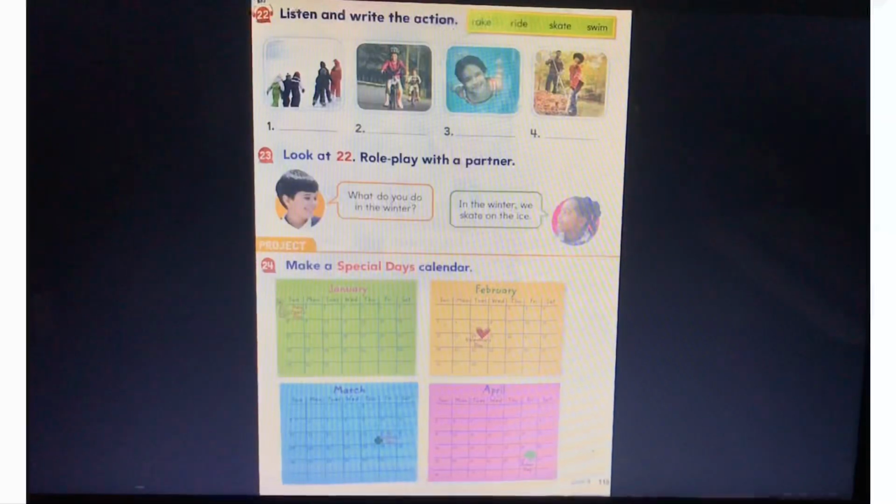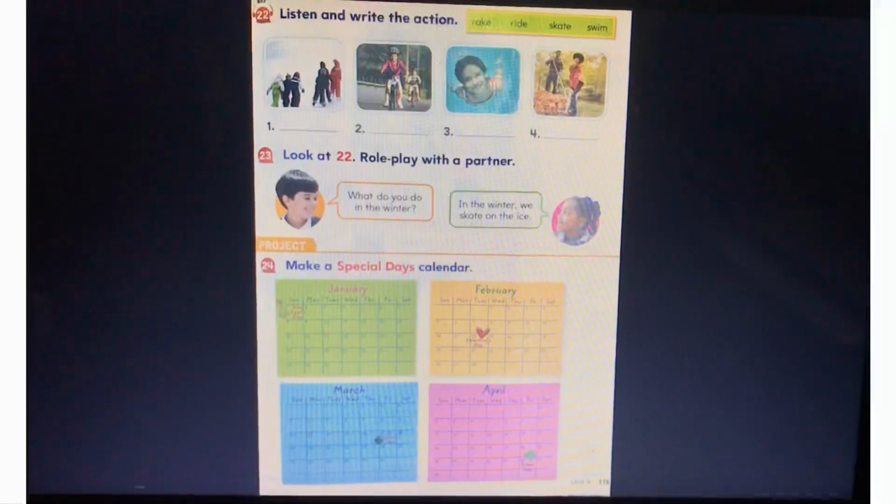The first word is rake. The second word is ride. The third word is skate. And the last word is swim. Now, we will have to identify which image belongs to each word.